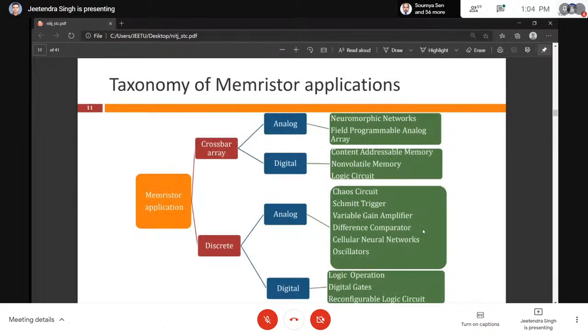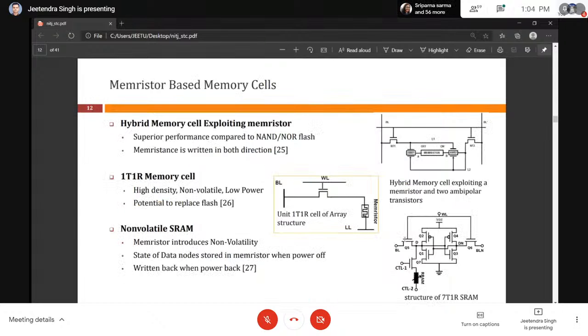So I have chosen the memory part of the memristor out of these applications to show you. There are certain circuits of memristor based memory cells shown here. You can see there is a hybrid cell which uses the MB polarity, and this cell shows superior performance as compared to NAND and NOR flash. And this is another structure, basically a DRAM type of structure, in which the capacitor is just replaced by the memristor.